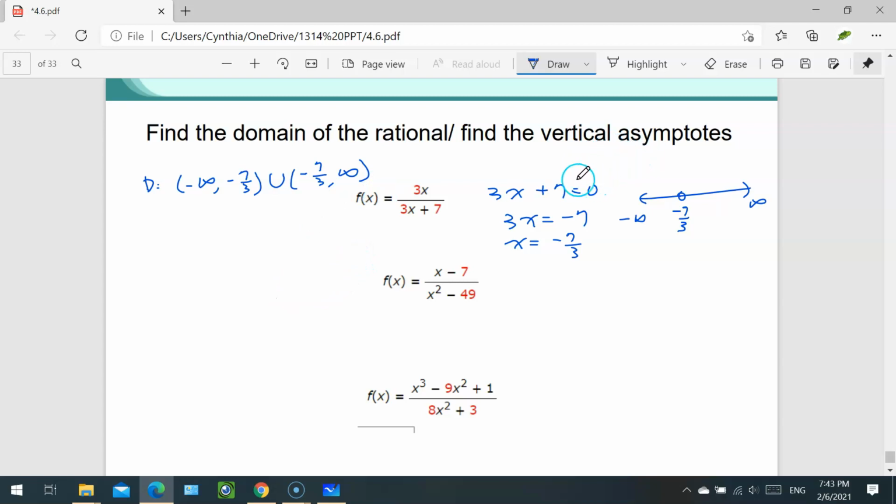Vertical asymptote, it's the same way: you set the denominator equals 0. So your vertical asymptote is at x equals negative 7 over 3. You see, that's the reason why at that point there's a gap.